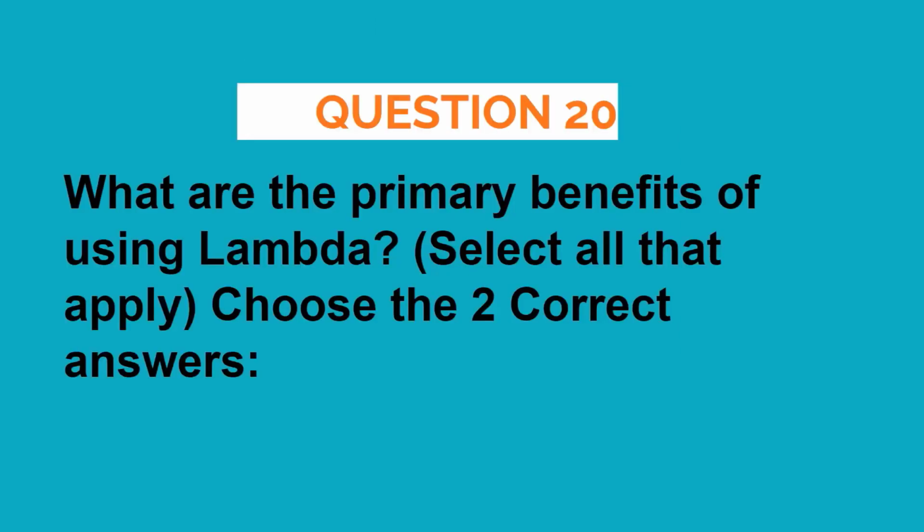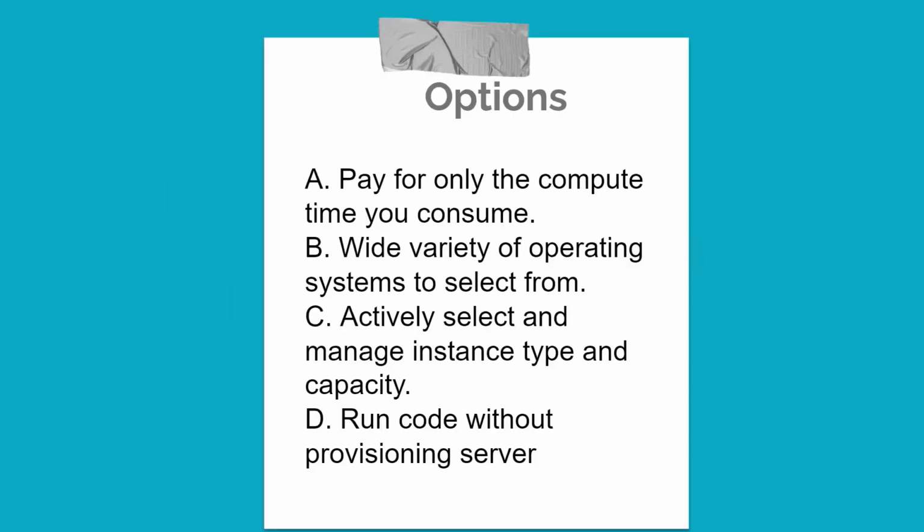Question 20. What are the primary benefits of using Lambda? Select all that apply. Choose the 2 correct answers. Option A. Pay for only the compute time you consume. B. Wide variety of operating systems to select from. C. Actively select and manage instance type and capacity. D. Run code without provisioning server.